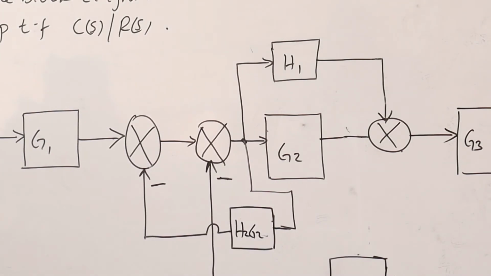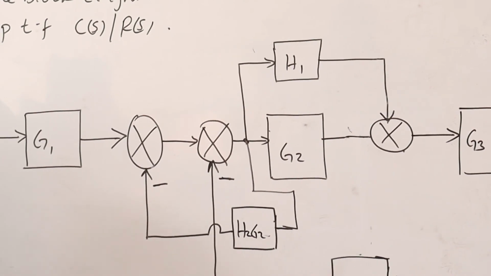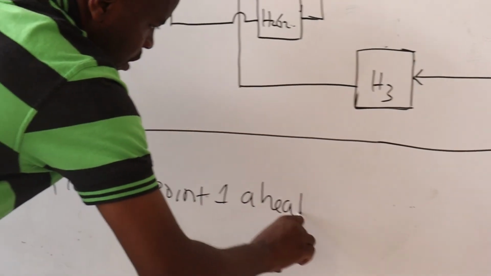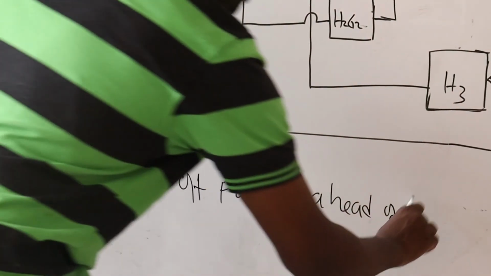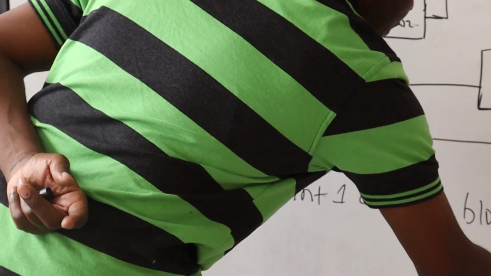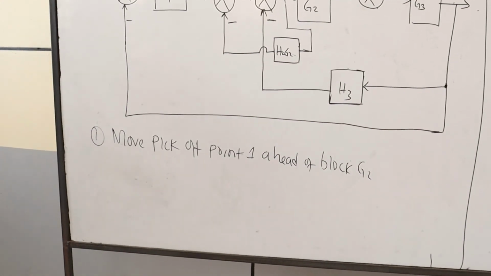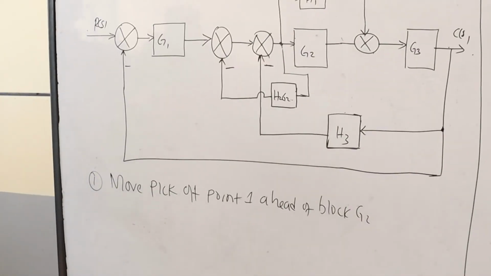Now, after that step, we can combine. So the first step was to move pick-off point 1 ahead of block G2. We move it from here to that. After you have done that, this is now the block diagram that you have.